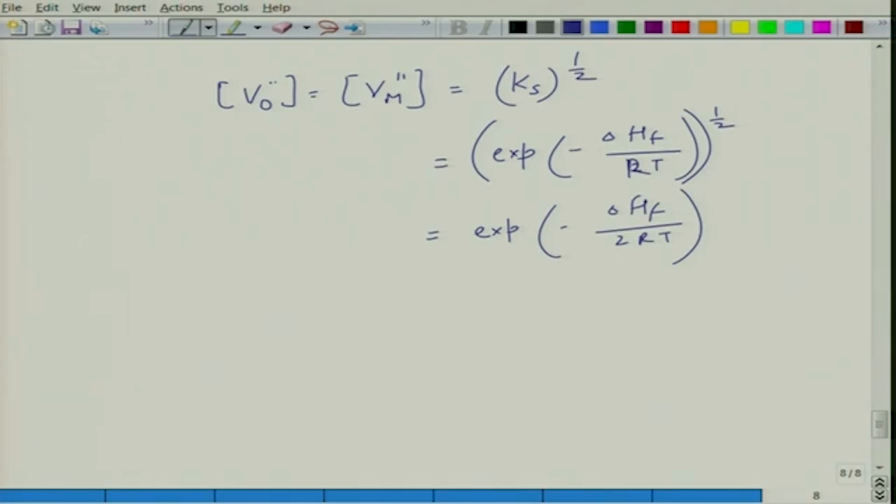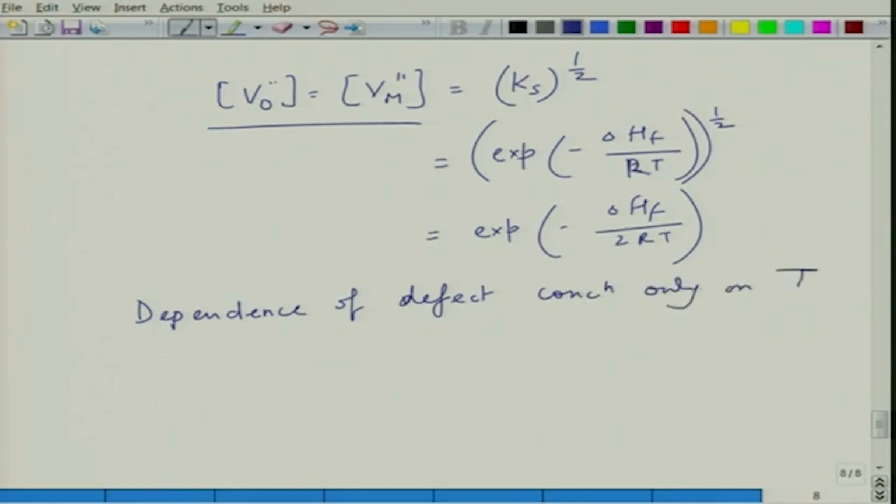So, we can see in this case that the dependence of defects, Vm and Vo, is only on temperature. Despite being an oxide, it does not depend upon the partial pressure of oxygen. There is no partial pressure of oxygen that is playing a role here.